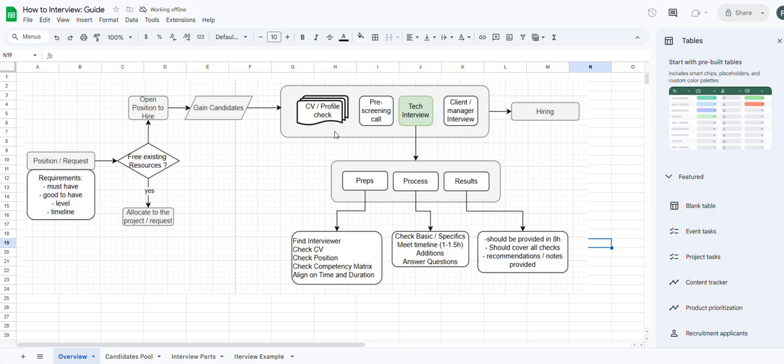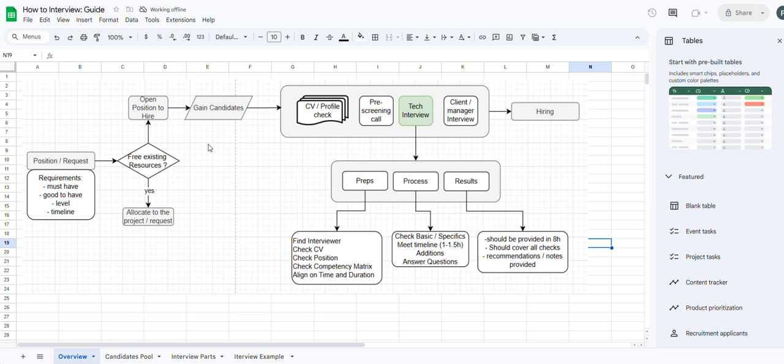Once we have made the initial filtering, we have something called a pre-screening call. A pre-screening call is a call where our recruiter calls the specific candidate and has a short talk with that candidate about past experience, goals for the future, and their technical stack, and can generally understand if the person is suitable for the company, and if that person, I don't know, speaks well in English, right?